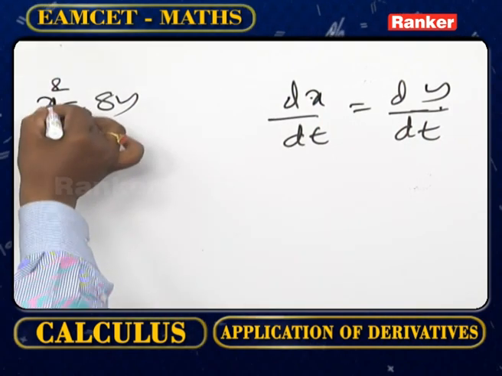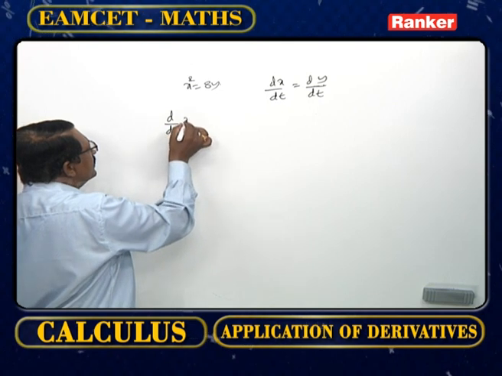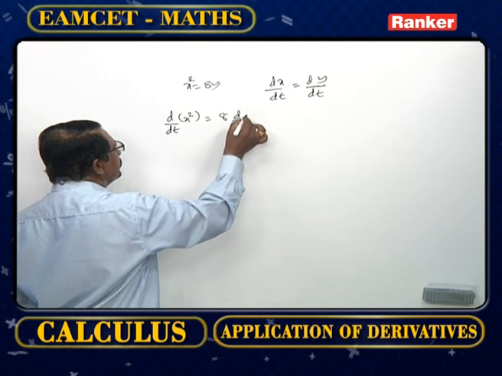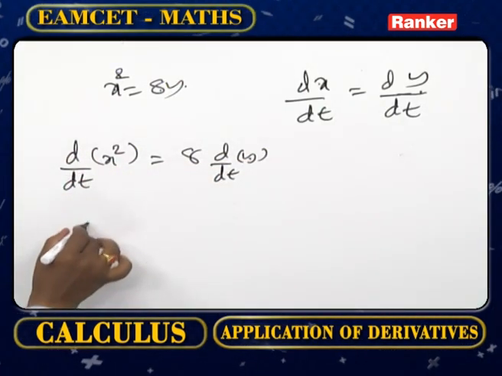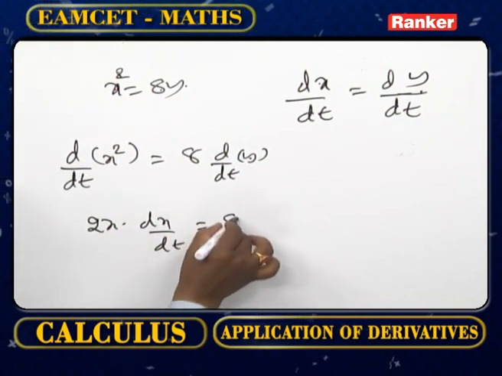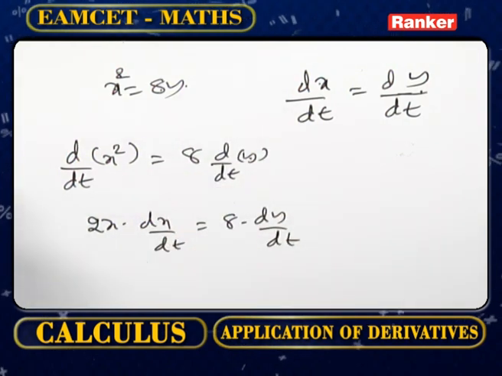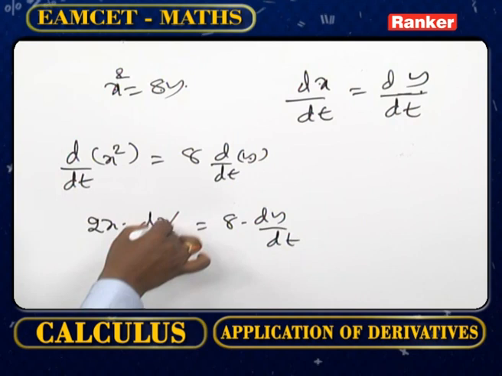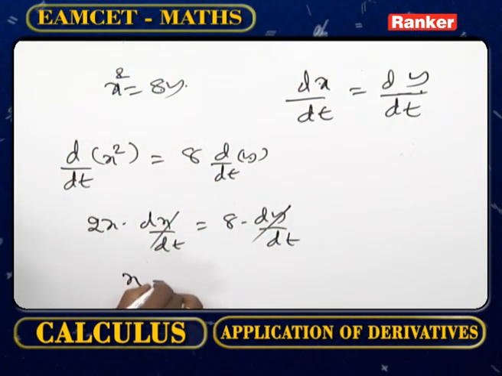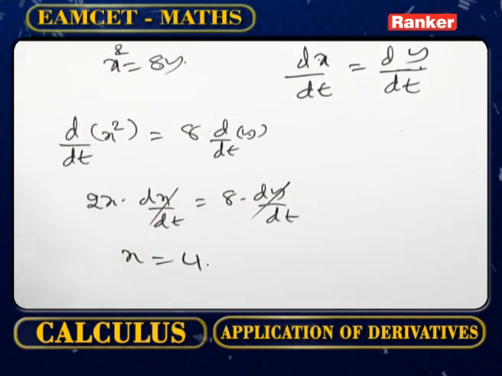Now x square equals 8y, differentiate with respect to t on both sides: d by dt of x square equals 8 into d by dt of y. The derivative of x square gives 2x into dx by dt, which equals 8 into dy by dt. In the problem dx by dt and dy by dt are both equal, so they cancel. Now 2x equals 8, so x equals 4. The x coordinate of the point equals 4.